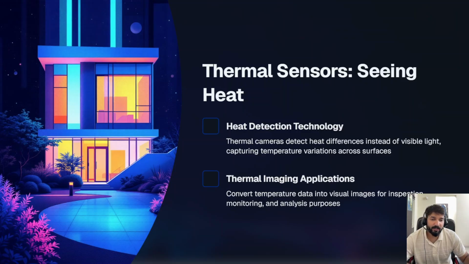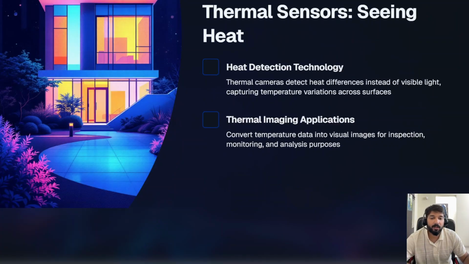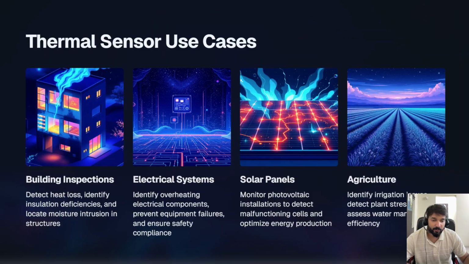Now let's talk about thermal sensors. Thermal cameras detect heat differences instead of visible light. They capture temperature variations across surfaces and convert them into thermal images. Thermal sensors are particularly useful for inspections and monitoring applications. For example, they can detect heat loss in buildings, identify overheating electrical components, and monitor solar panels. In agriculture, thermal sensors can also help identify irrigation issues and plant stress.